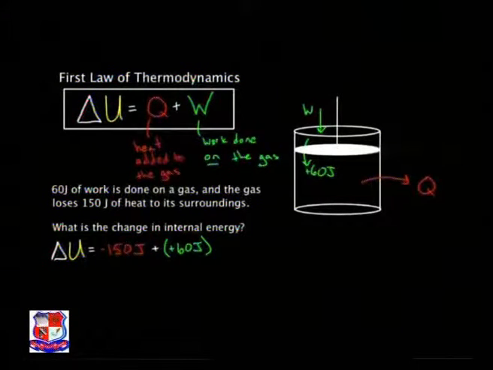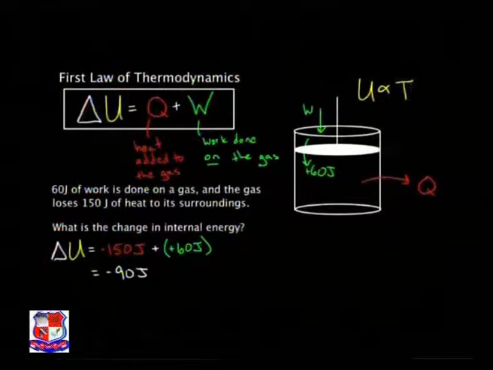Now we can figure it out. The change in internal energy would be negative 90 joules. But why do we care? Why do we care about the change in internal energy of the gas? Well, here's something important. Whether it's a monatomic or diatomic or triatomic molecule, the internal energy of the gas is always proportional to the temperature. This means if the temperature goes up, the internal energy goes up. And it also means if the internal energy goes up, the temperature goes up.